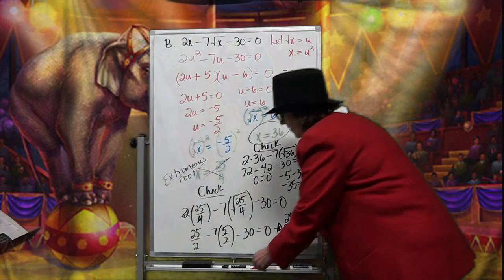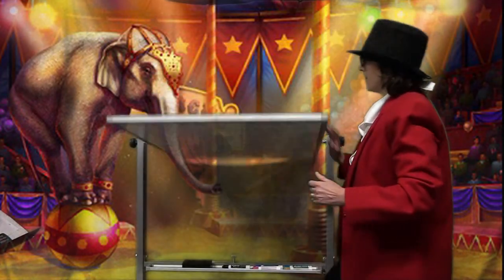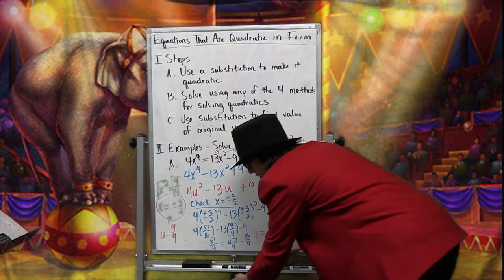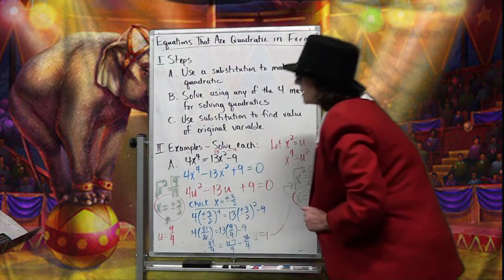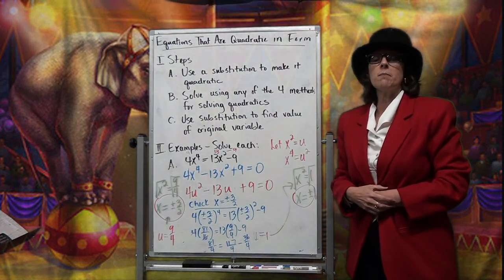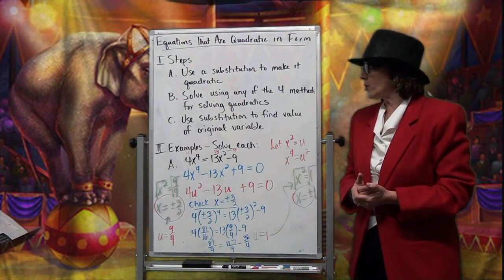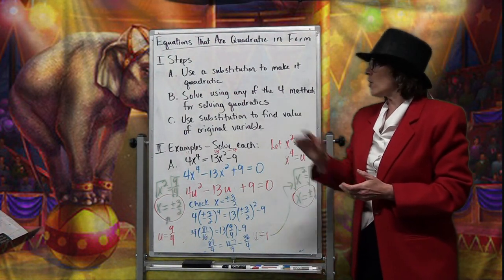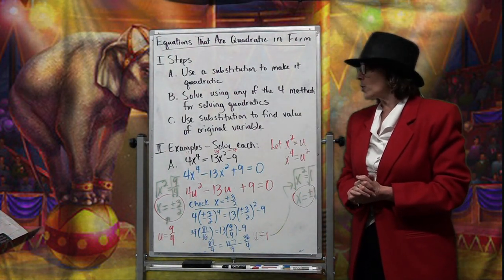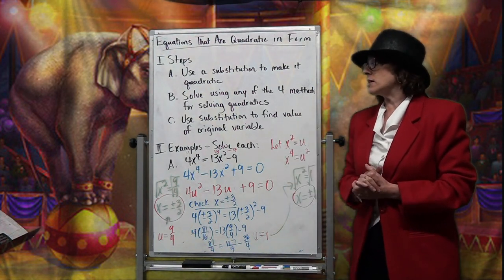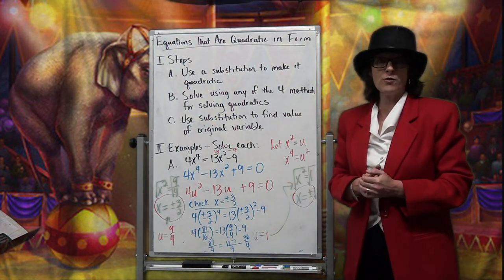So hopefully you're seeing that with equations that are quadratic in form, the best thing you can do is use a substitution to make it an actual honest-to-goodness quadratic. Once you do that, you can solve it with any of those 4 methods for solving your quadratics, and then you can use that substitution to find the value of the original variable.